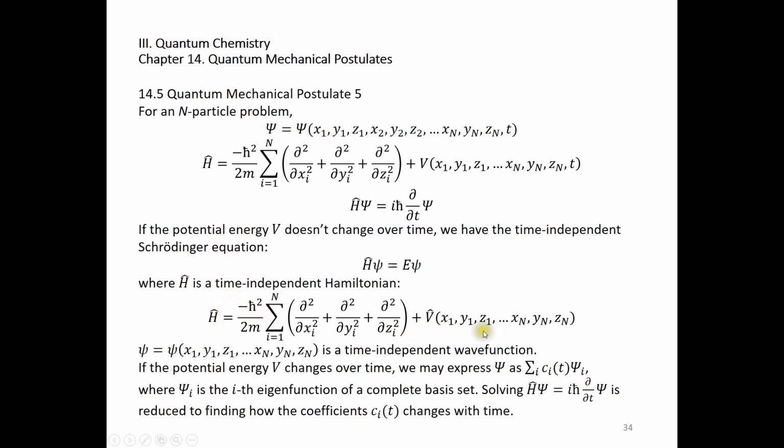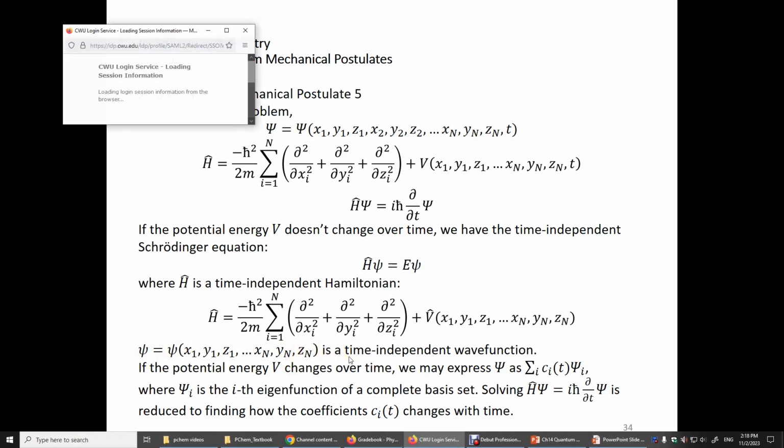We do not see any operator that contains time t. Therefore, H is independent of t, and because of that, when we see H psi equals E psi and H does not depend on t, then E does not depend on t. Now this lowercase psi is a function of the positions of all particles. It's a time-independent wave function.